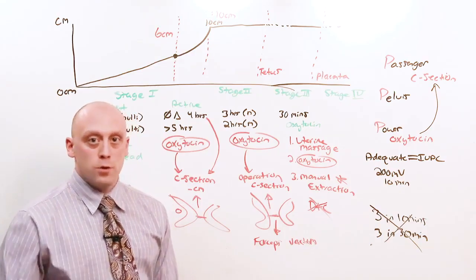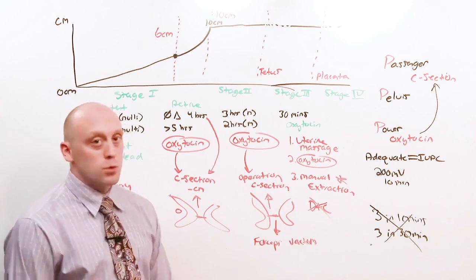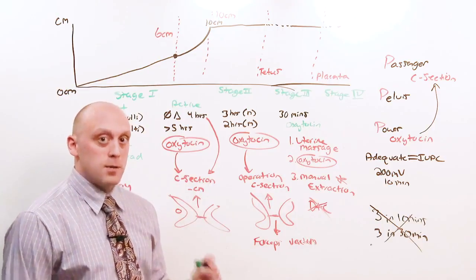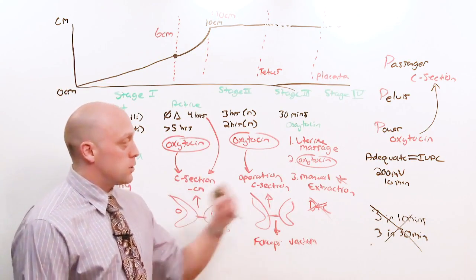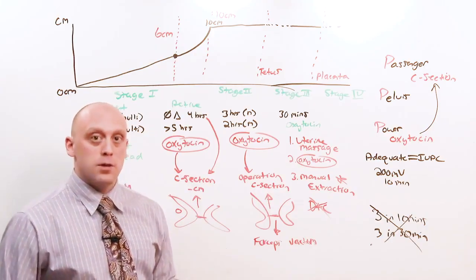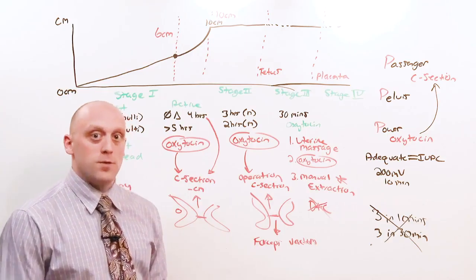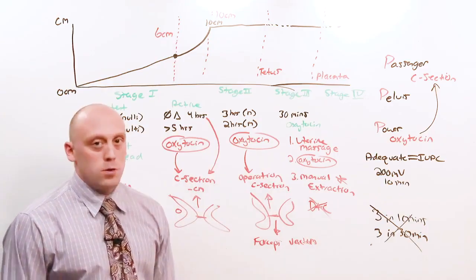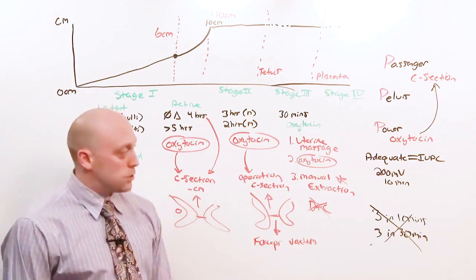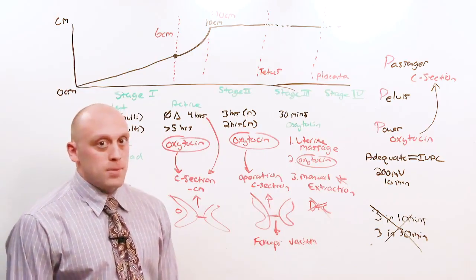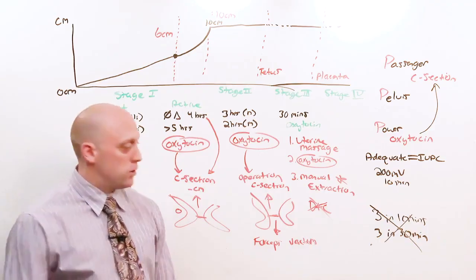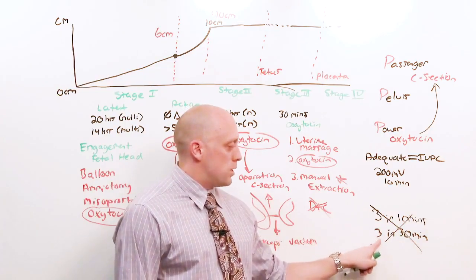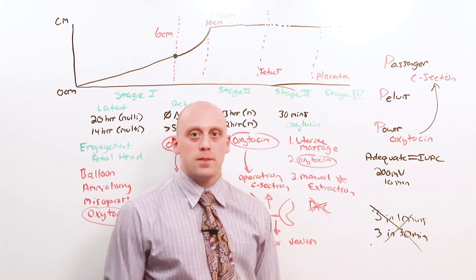Pretty simple stuff, review of normal labor, and then also what you can do to augment labor. If it is passenger or pelvis, you're going to have to operate to get baby out. If it's not, you're going to use oxytocin. Try it out. If it doesn't work, progress to surgery. If it does work, great, continue the delivery. Adequacy is defined as 200 Montevideo units in 10 minutes, measured by a device. If you can't measure the device because you don't have one, remember 3 in 10 is good. Anything less frequent than 3 in 30 is bad. That is abnormal labor.